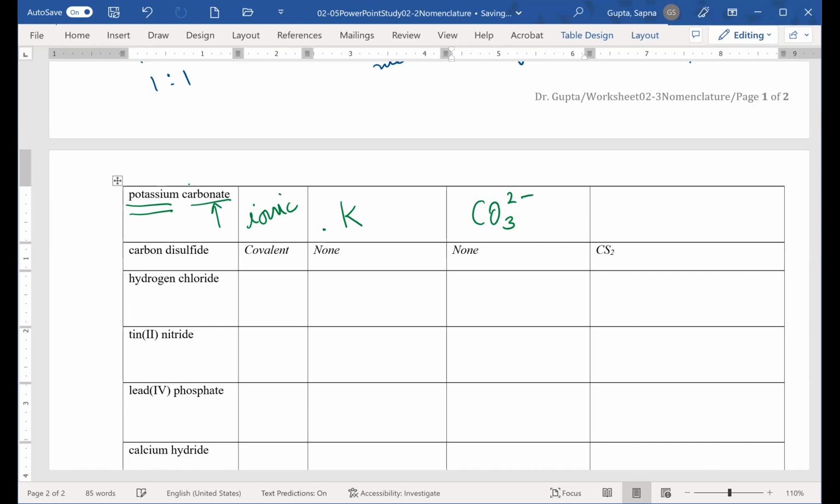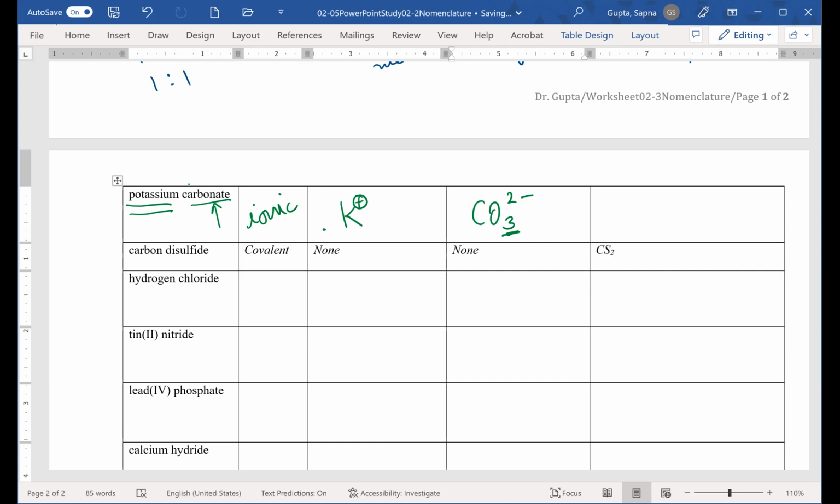Make sure you write your subscripts and superscripts properly. The charges are always written as a superscript, whereas the ratio is written as a subscript. So this is carbonate. Now, potassium is in group number 1, so automatically that becomes +1. You can circle your charge or you don't have to. This is my habit. I circle it. Okay, so potassium and then carbonate.